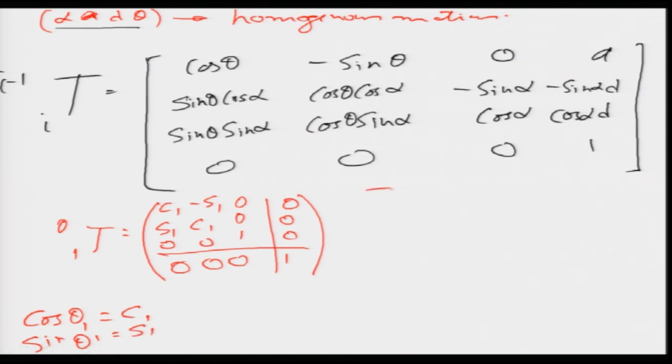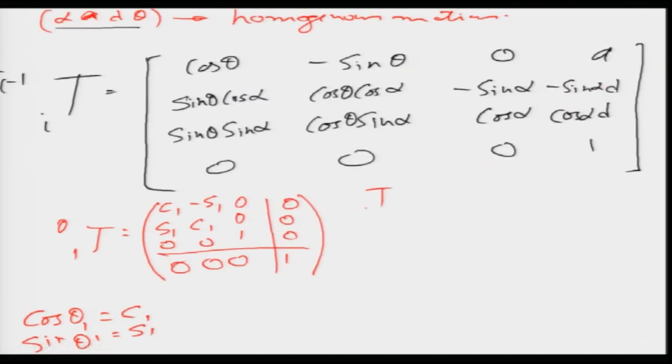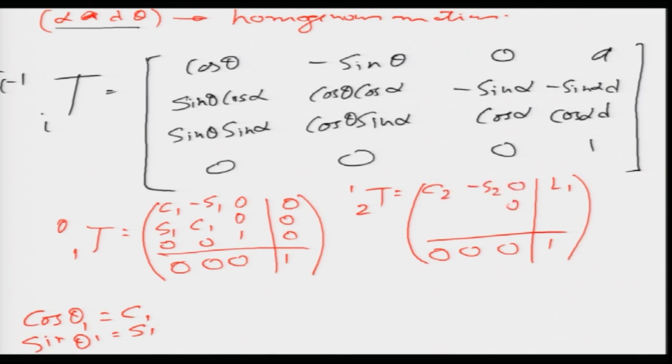The second matrix that I am going to get: I take the second row from here, L1, 0, 0, theta 2. If I put it in this generalized matrix, then I get the relation between the second frame and the first frame, which comes out to be 0, 0, 0, 1, and here it is L1, and we have cos 2, minus sin 2, 0, 0, 1, then sin 2, cos 2, and this is 0, 0, 1, and here it is 0, 0. So this is the relationship between the second frame and the first frame.